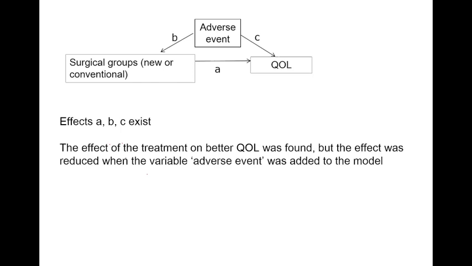So these are the situations. Adverse event is a mediator. Adverse event is actually in the causal pathway. Surgical group influences adverse event. So actually this arrow is wrong. This should be the other way. So think about the other way. Surgery group affects adverse event, so this arrow should be changed to the other way. The adverse event is the pathway from surgical group to outcome. So this is the mediator.